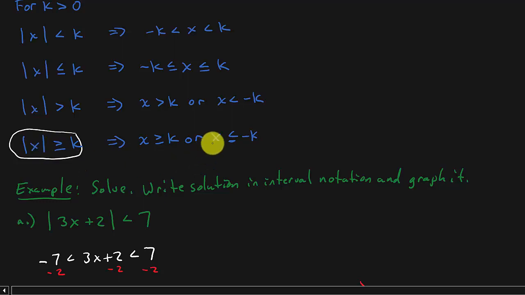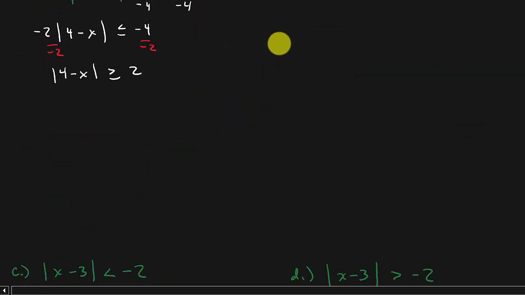So just write what's inside the absolute value and then reverse this symbol and put a negative in front of k. So it's written without the absolute value, and then write it again, but flip the symbol and put a negative in front of k. And so that's what we're going to do here.